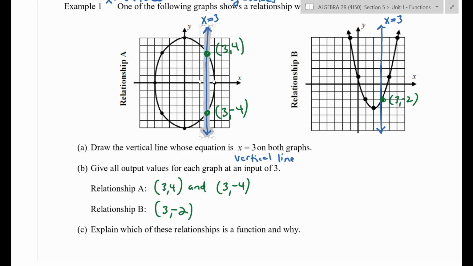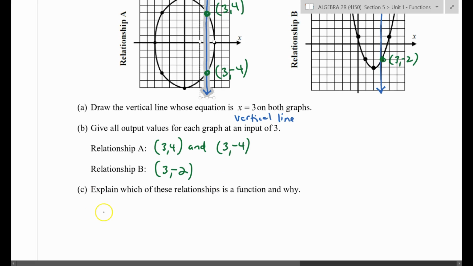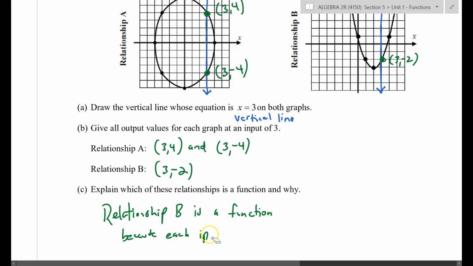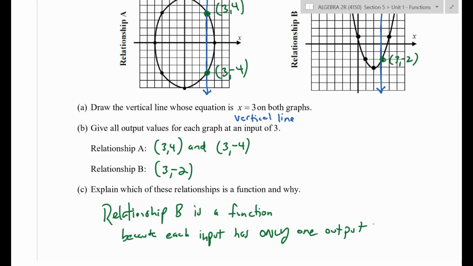So which of these is a function and why? Relationship B is a function. Because each input has only one output. Each input has only one output. Doesn't have 2 different ones, it has one. Making sense so far?